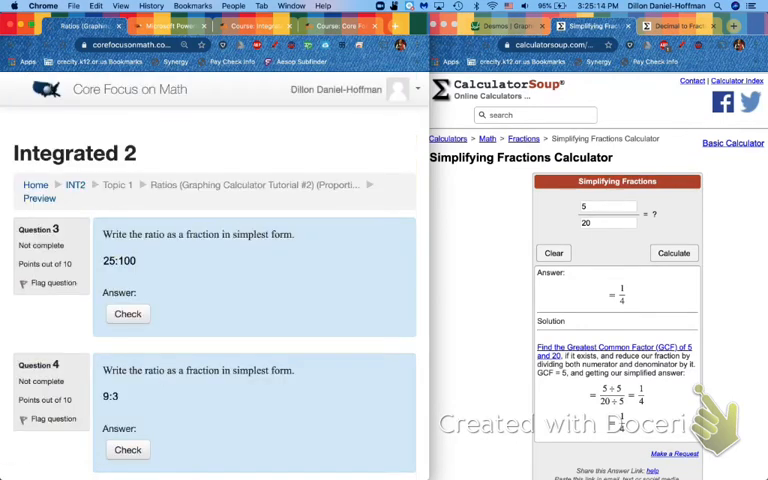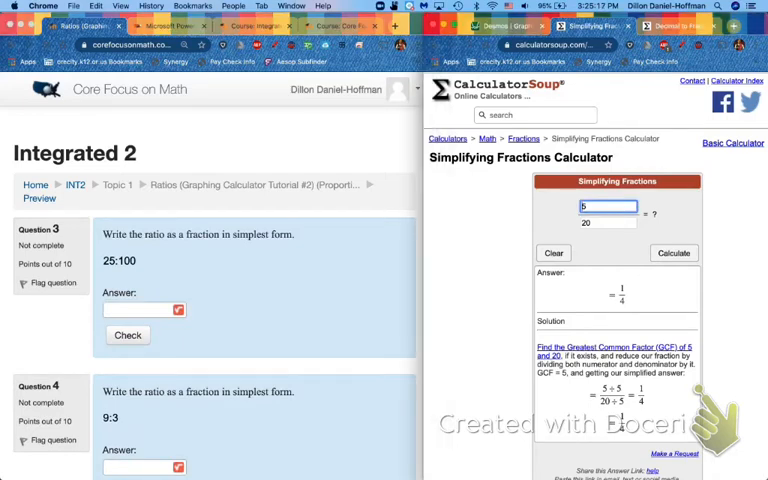Number 3, 25 colon 100. So we're going to have it be 25 over 100. Again, the first number is always on top. Second number is always on bottom. And what do you know? We've got 1/4 yet again.